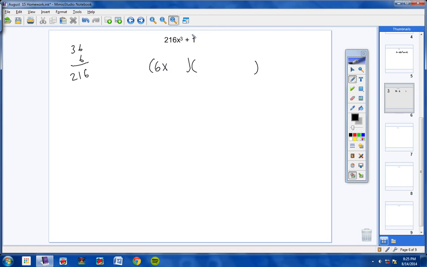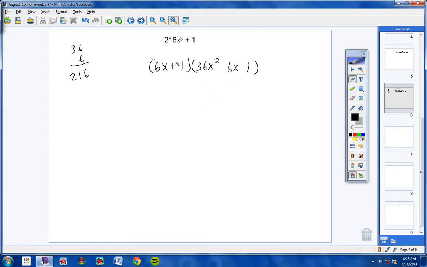Now we take the cube root of this term here in our heads. The cube root of 1 is 1. Bring down your positive sign and put it right here. Now we take the first term, 6x, and we square it. 6x times 6x is 36x squared. And then we take this term here and we square it. 1 times 1 is 1. Then we multiply 6x times 1 and we get 6x.